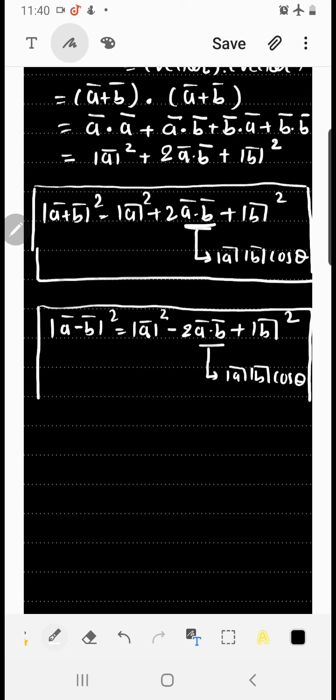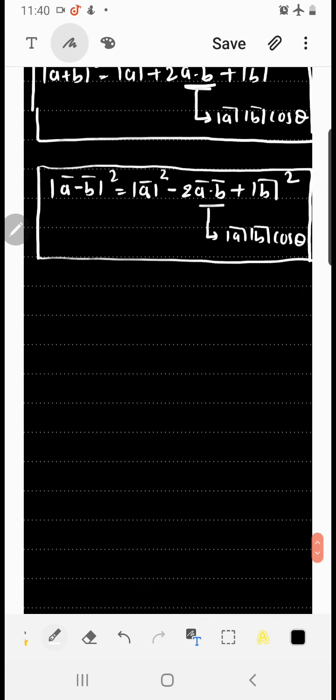And finally, there is one more interesting result for mod a square minus mod b square. Is it not that mod a square minus mod b square can be written as a bar plus b bar dot a bar minus b bar? Now to explain that, let me go the other way around. Can I say a bar plus b bar dot a bar minus b bar?